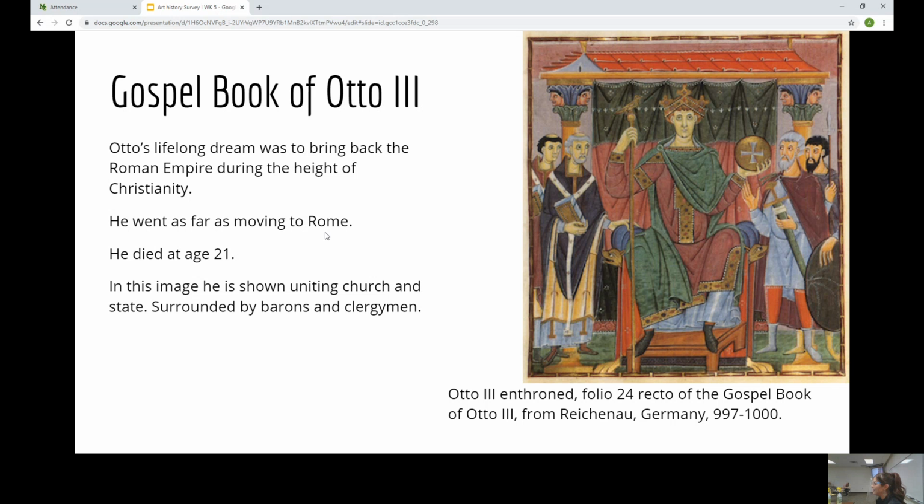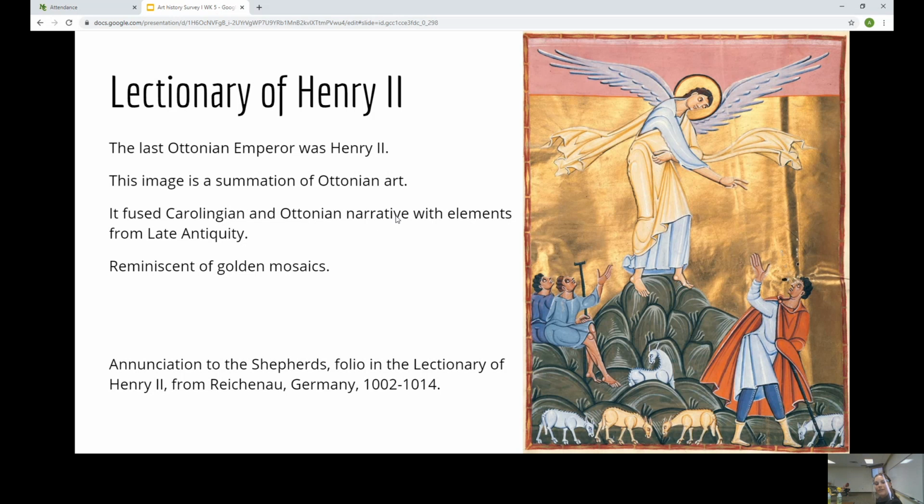And that's it for Otto III, which takes us to Henry II, and we're almost done, which is good because there's only 6 minutes. And we're ending with the lectionary of Henry II. Henry II continued on with the Ottonian Empire and the spreading of Christianity, also using illuminated manuscripts. Here we see that he was fusing Charlemagne's Carolingian and Ottonian narrative elements in with late antiquity style art. If you remember back to late antiquity, the mosaics. Does anyone remember the color of the mosaic backgrounds? Gold. Yes, so here we have that again. So really a fusion of all of that.